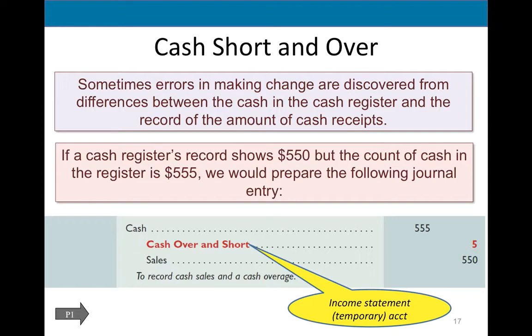And the way I think about it, revenues have a normal balance on the credit side. So when we are over, it's an additional revenue. It's an additional gain. So it goes on the credit side. If we were short, it would go on the debit side. So for example, my sales were 550, but my cash was only 540. So I would debit cash short and over, and the debit side is the positive side for expenses. So it creates an additional loss or an expense. So cash short and over is a temporary account listed on the income statement.